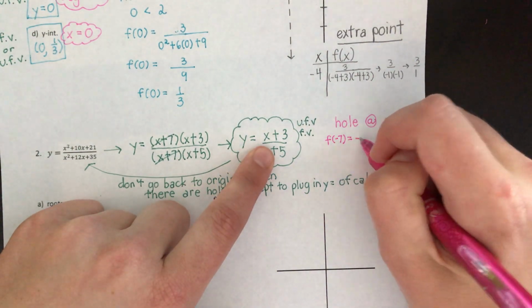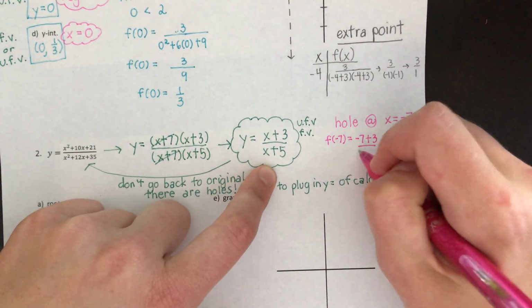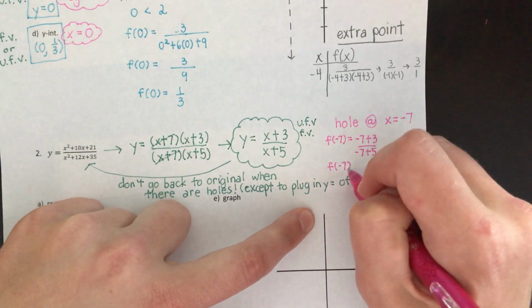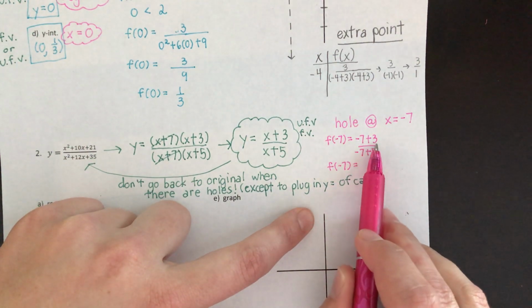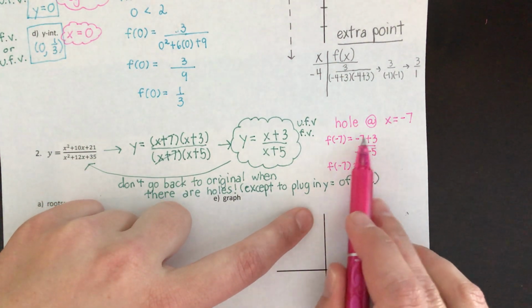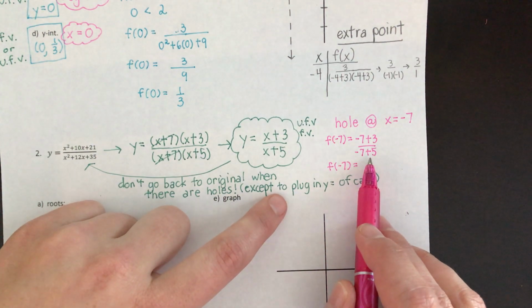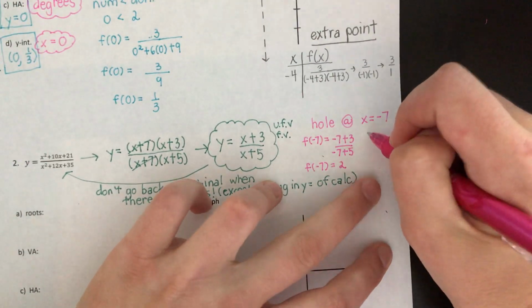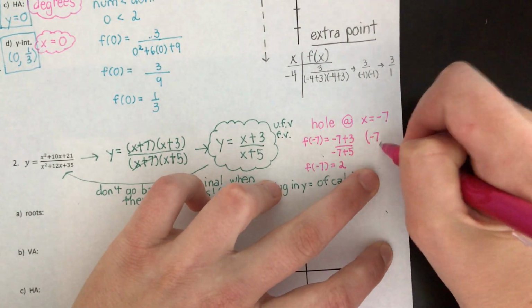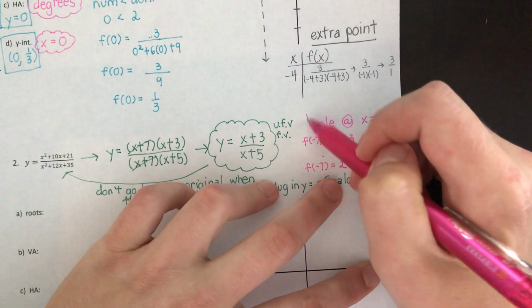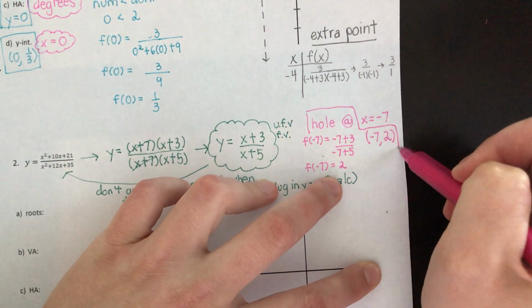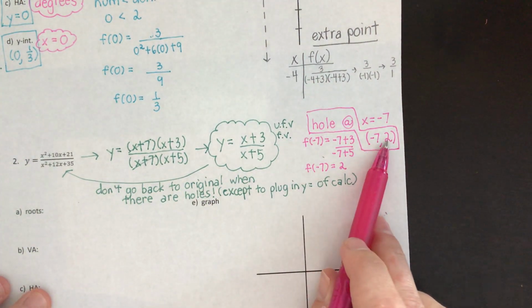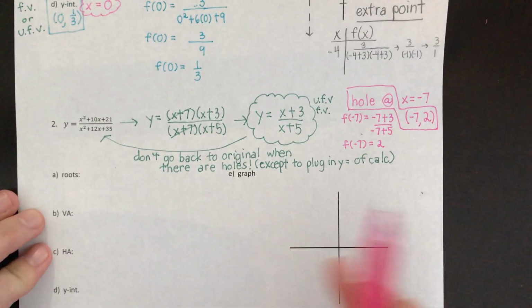So f of -7 would be -7 plus 3 over -7 plus 5. So f of -7 would equal, that's going to give me -4, that's going to give me -2. -4 divided by -2 is going to give me +2. So I'm going to have a hole at really -7, 2. So that's really what you want to keep into consideration here, is there's a hole at the point -7, 2. A lot of work to be done there, I know.